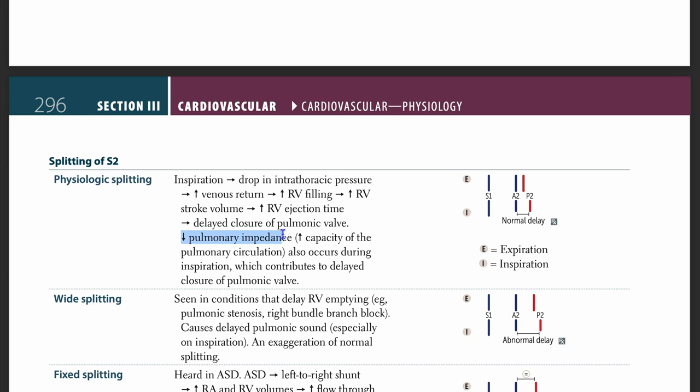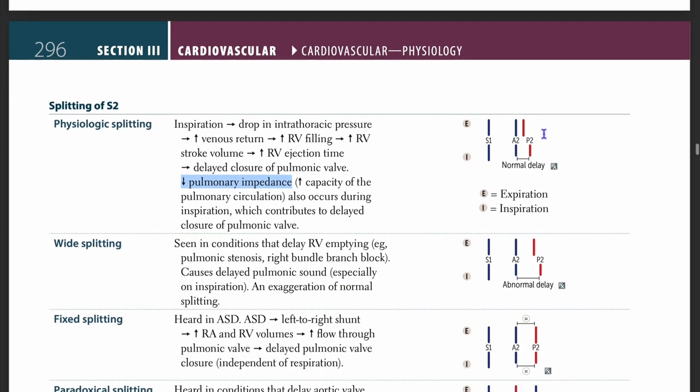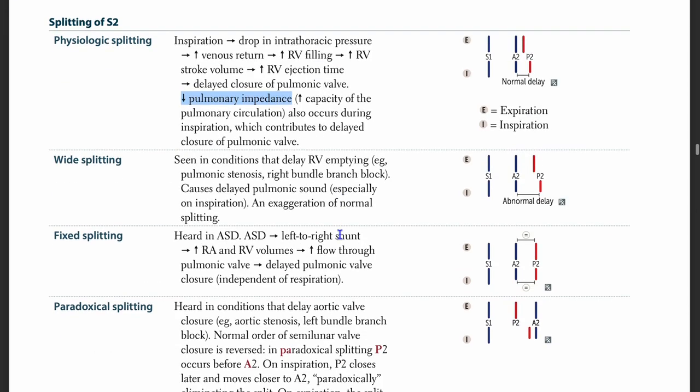So decreased pulmonary impedance and increased capacity of the pulmonary circulation also occur during inspiration, which contributes to delayed closure of the pulmonic valve. Okay. Then you have wide splitting. So that's S1 and that's the S2. And during expiration, it's the same, but during inspiration, the pulmonary valve closes a little later.